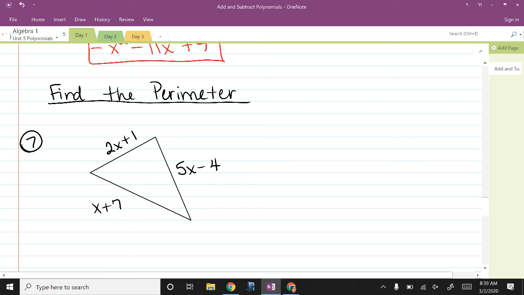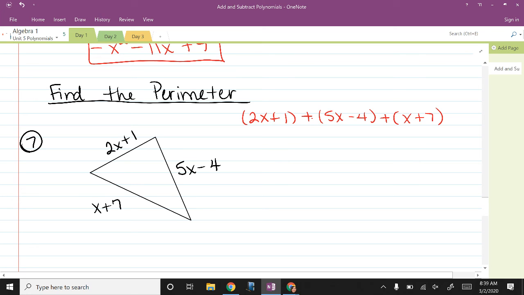Okay, find the perimeter. Now, what does it mean back in junior high and before then? How do you find the perimeter of an object? Add all the sides. So these are all binomials, aren't they? Yeah. So you're just going to add those 3 binomials. So you're going to say 2x plus 1 in any order plus 5x minus 4 plus x plus 7. You're just going to add all those binomials, right?